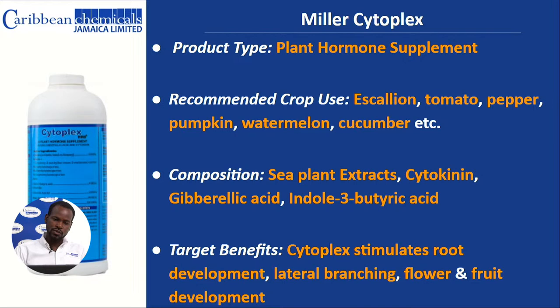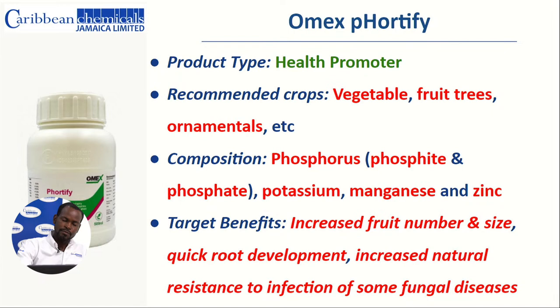The next product we'll move on to would be your Fortify. And this product is considered a health promoter. Growers, if you know the Omex brand, you know it's standard and quality. This is from Omex out of England, so they are using high quality raw material. I just want to take a quick second to mention that farmers or growers sometimes don't pay attention to the raw material or the source of these nutrients. As I tell them, if you're building a building with some weak blocks, what do you expect to have?